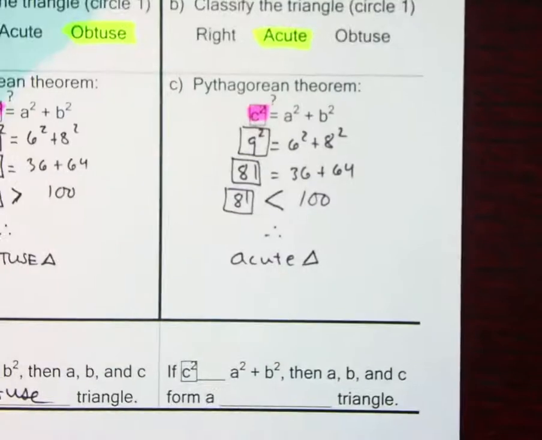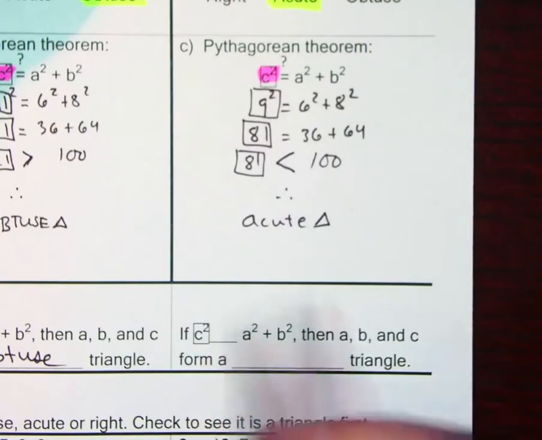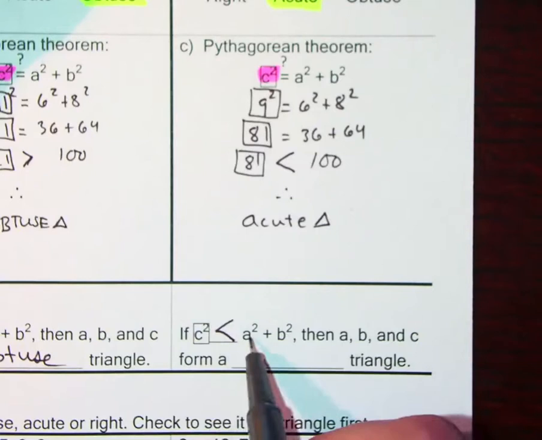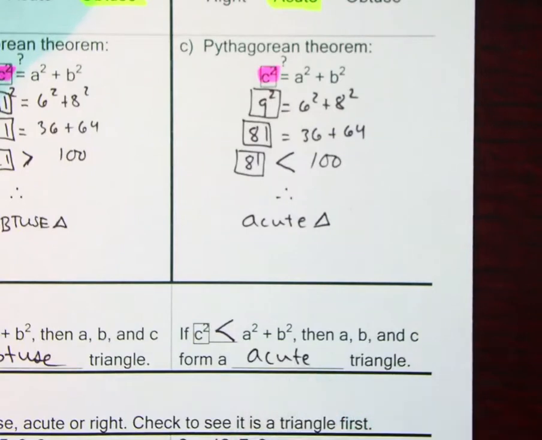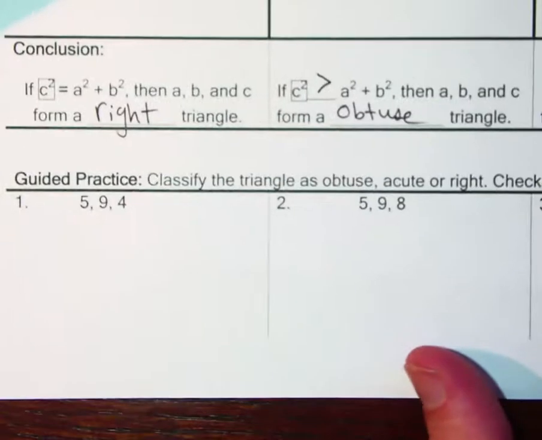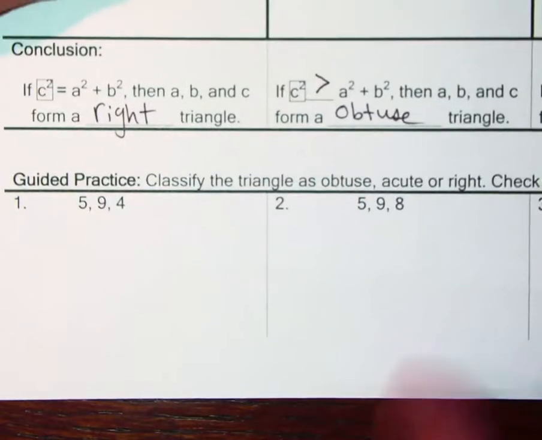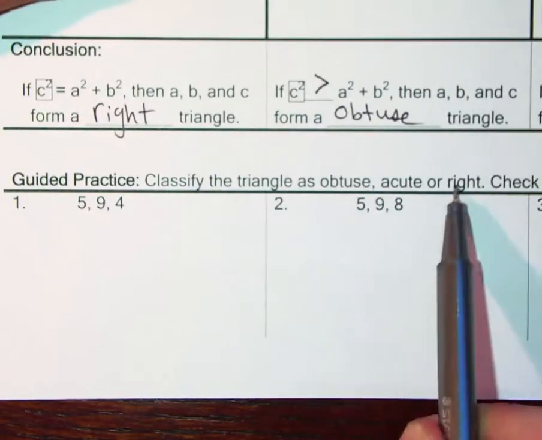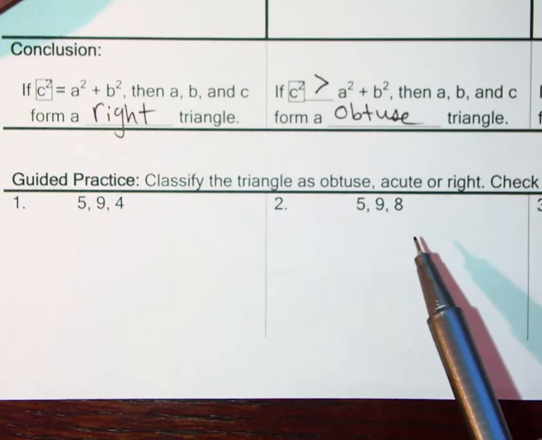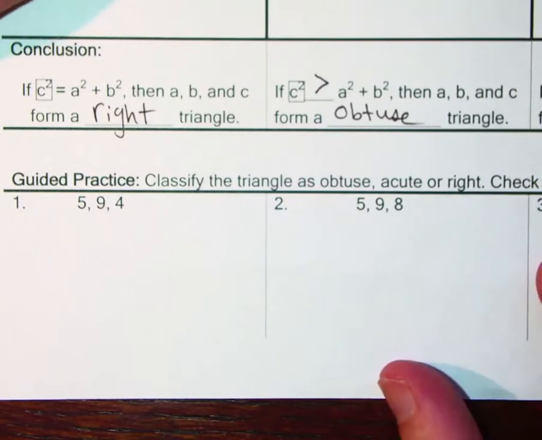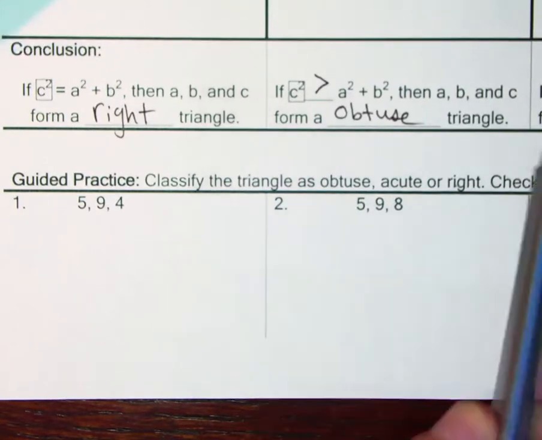So if I come down here, and your longest side squared is less than the squared legs summed up, you have an acute triangle. So right now, you can hit pause and try these two. Go ahead and classify them as obtuse, acute, or right. And you want to see, using the Pythagorean theorem and these little conclusions we just came up with.